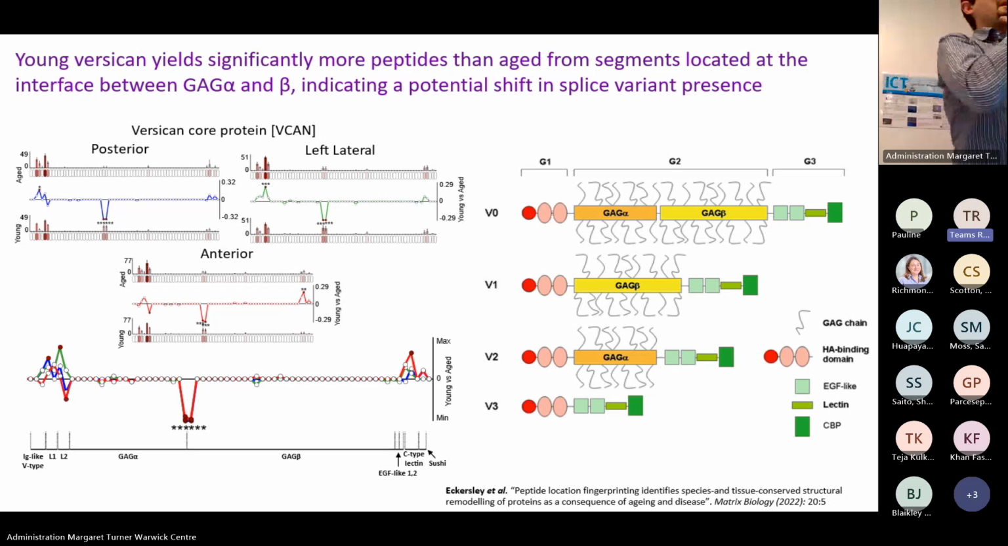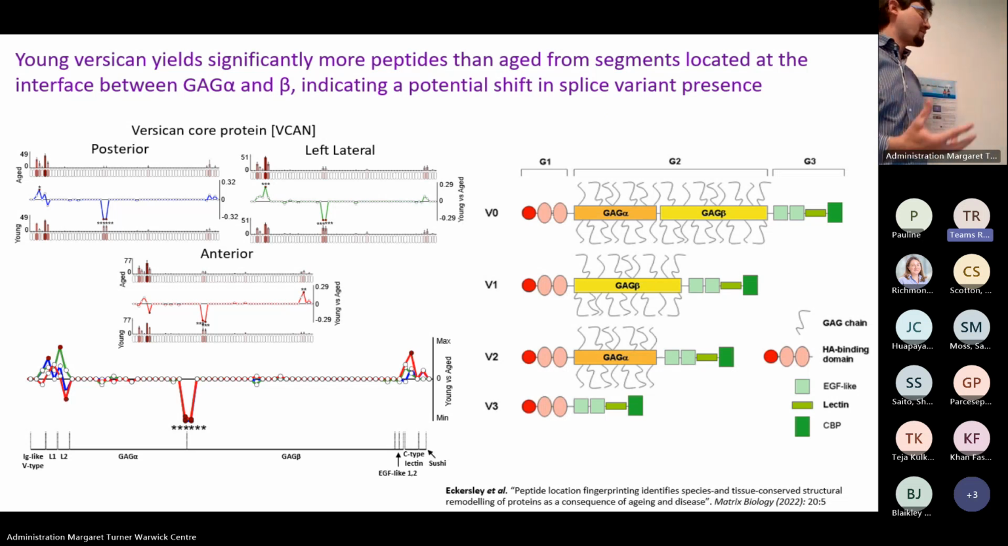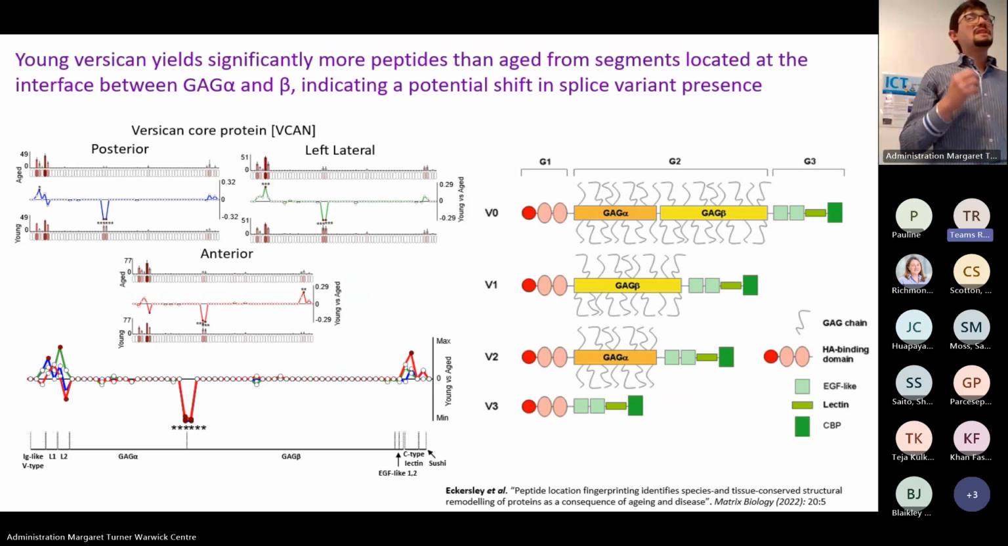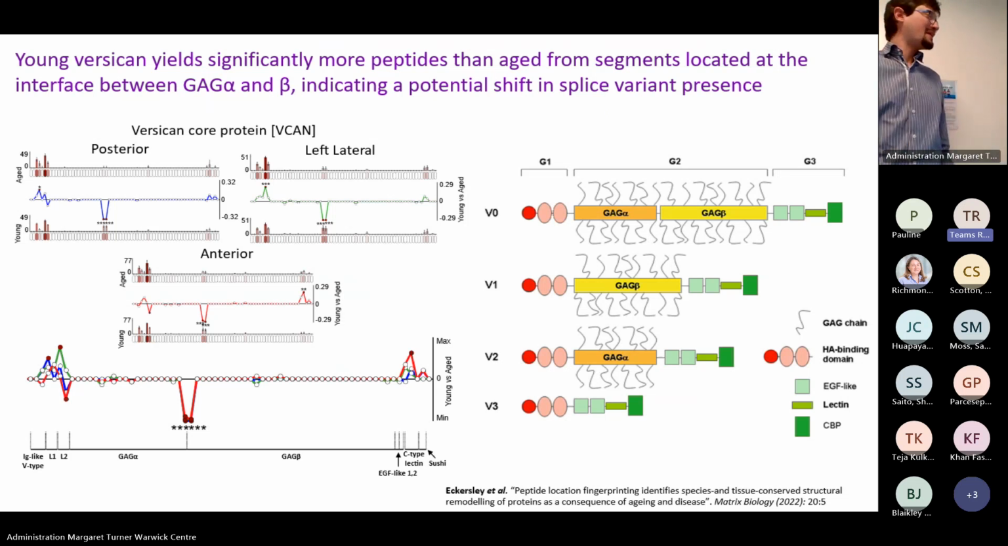So I've had a few discussions today about the possibility of using this tool to look at splice variation. It's not something that we've really looked at before. Again, this approach is only a few years old, so we haven't been able to clearly define its capabilities yet. But what we did find that was interesting was that certain proteins like versican, which is an important cell adherence proteoglycan, come in many splice variant forms. So here we've got four different splice variants.